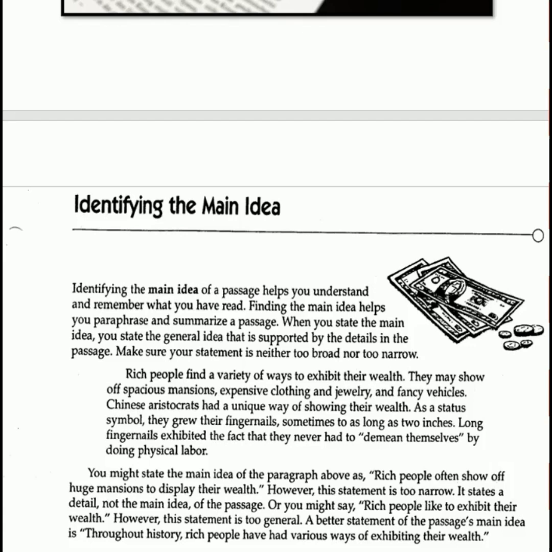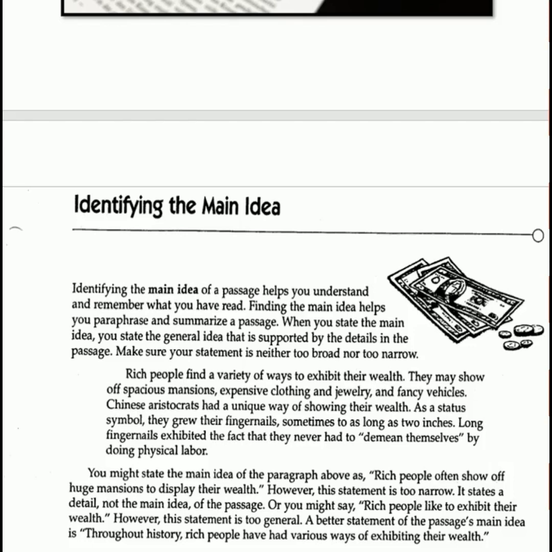So let's take a look at this example. Rich people find a variety of ways to exhibit their wealth. They may show off spacious mansions, expensive clothing and jewelry, and fancy vehicles. Chinese aristocrats had a unique way of showing their wealth. As a status symbol, they grew their fingernails, sometimes to as long as 2 inches. Long fingernails exhibited the fact that they never had to demean themselves by doing physical labor. Okay, so what is the main idea of this?